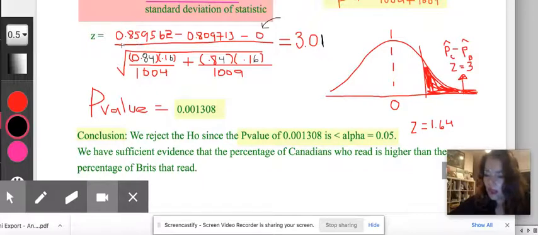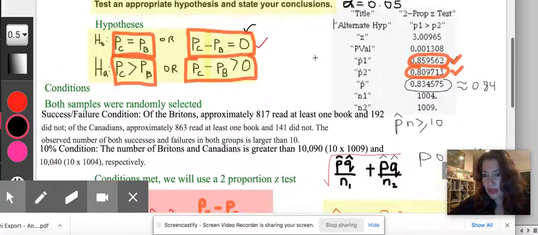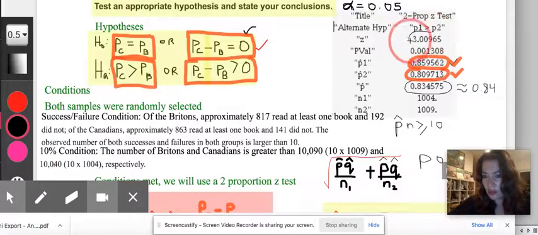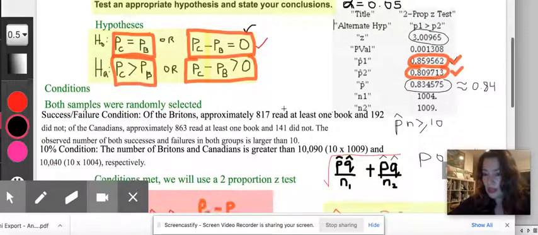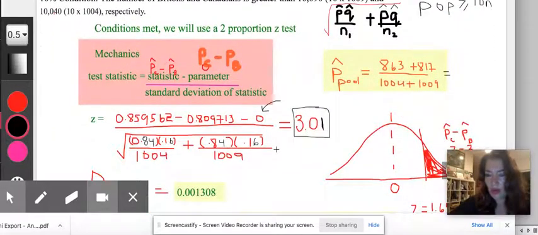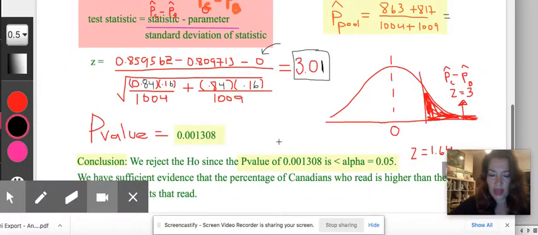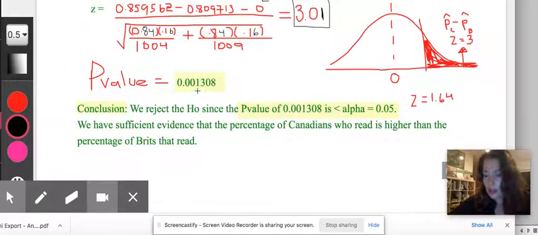Basically, this is our z-score, our test statistic. And how did I get this 3.01? Well, I got it from the calculator. It is this z-score, 3.00965, which I rounded to 3.01. And that is our z-score. Then I wrote down the p-value, which is 0.001308. We can clearly see this is a very small p-value.